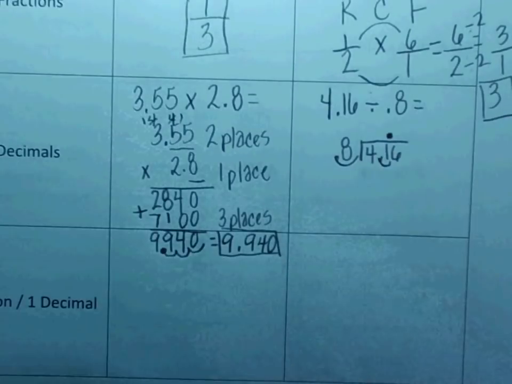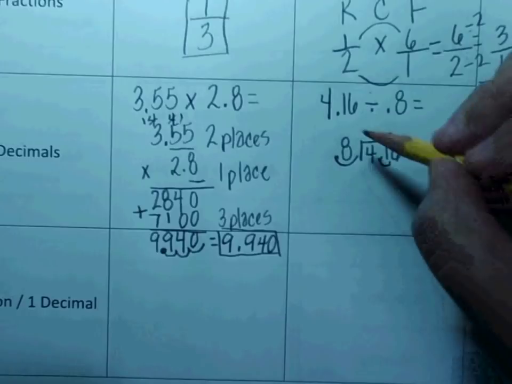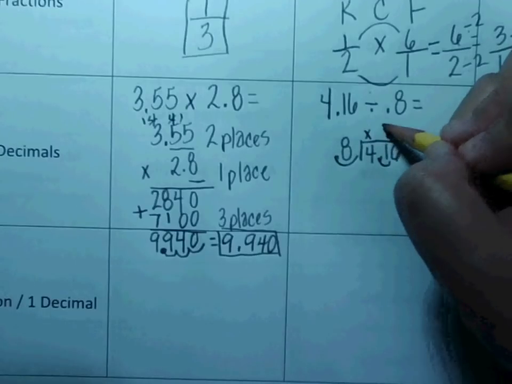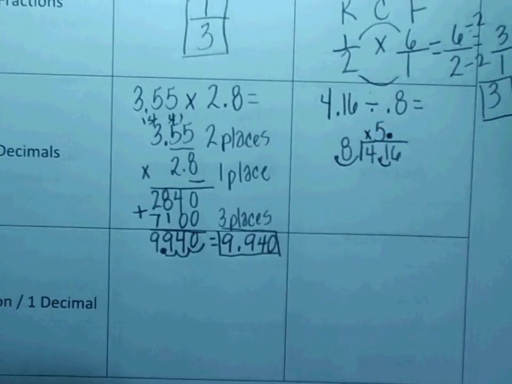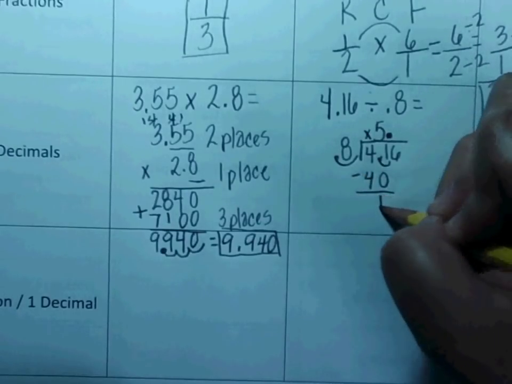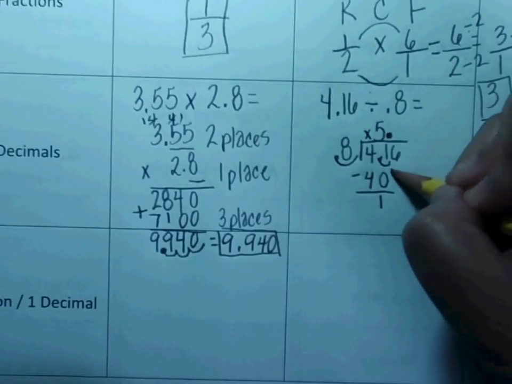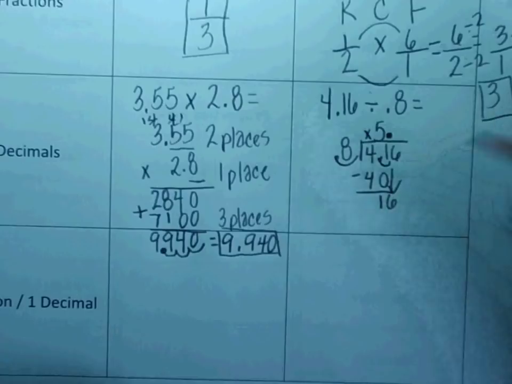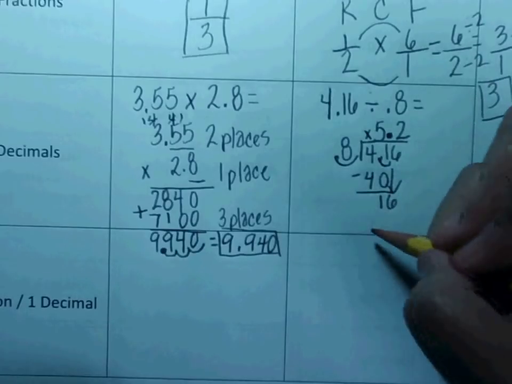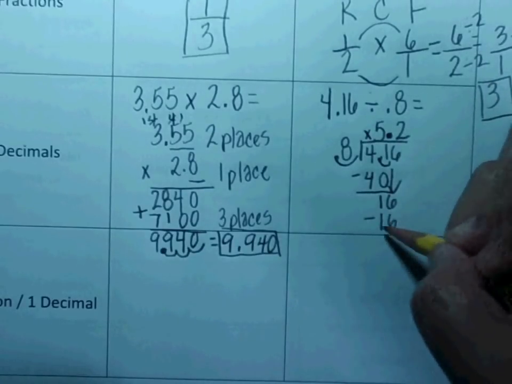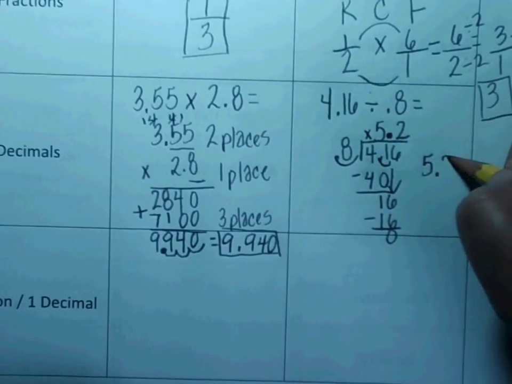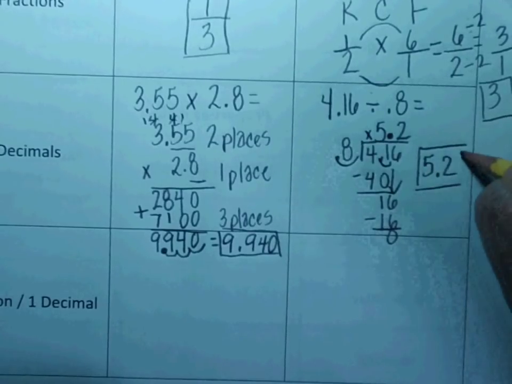So 8 into 4, we cannot do that. 8 into 41 goes 5 times. 8 times 5 is 40, so we have to subtract our 40 from 41, and we get 1. And then we have to bring down our 6. 8 into 16 is 2. We subtract our 16, we get 0, and our answer is 5 and 2 tenths, or 5.2.